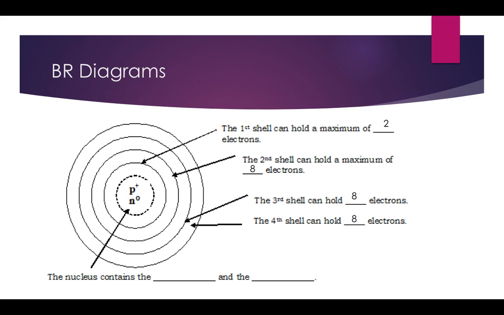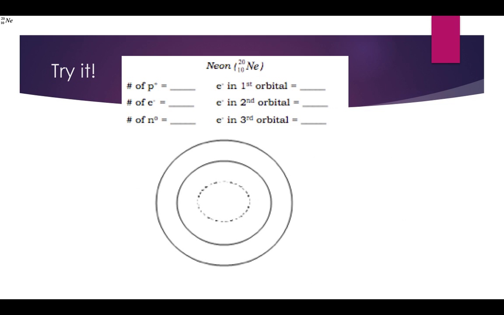The nucleus only contains 2 of our subatomic particles because remember the electrons are flying around the nucleus. So the nucleus only contains the protons and the neutrons in our Bohr-Rutherford diagrams. So when you're doing Bohr-Rutherford diagrams, very important that you put the number of protons and the number of neutrons in the Bohr-Rutherford diagram and list them in the nucleus. So let's do one together.